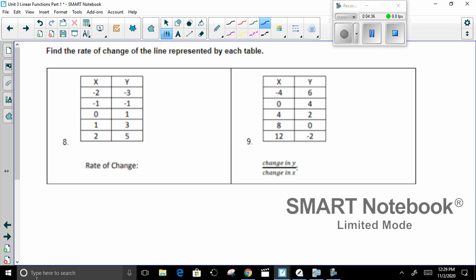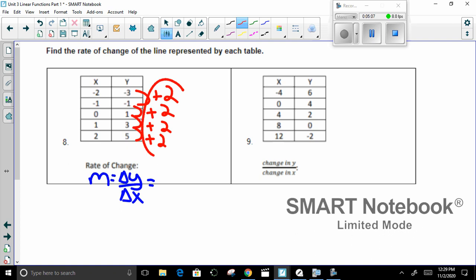All right, this is asking me to find my rate of change. Rate of change, remember, is the same thing as your slope, which we use as a lowercase m. That's your change in y divided by your change in x. So let's look as we go. What's it changing on the y-axis? To go from -3 to -1, it's adding 2. To go from -1 to 1, it's adding 2. To go from 1 to 3, it's adding 2, and from 3 to 5, it's adding 2. So I'm adding 2 every time on the y-axis. That's my change in y.